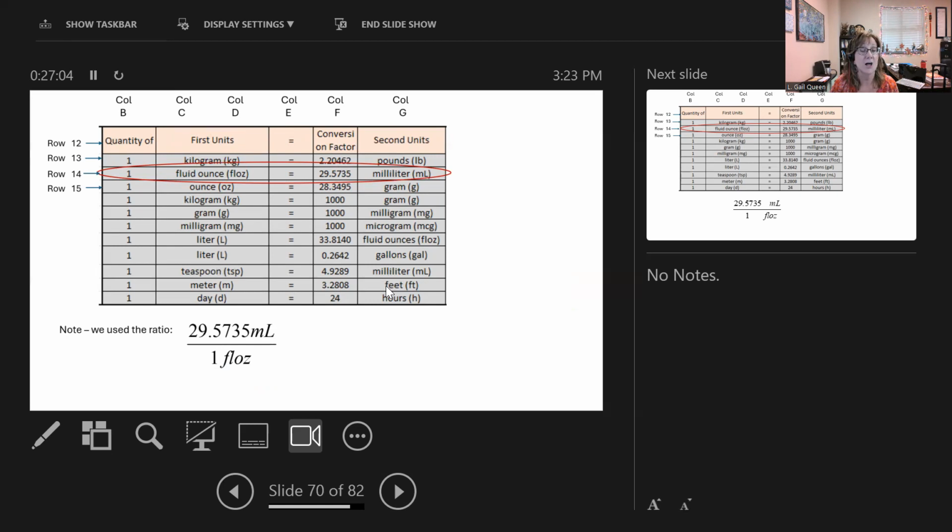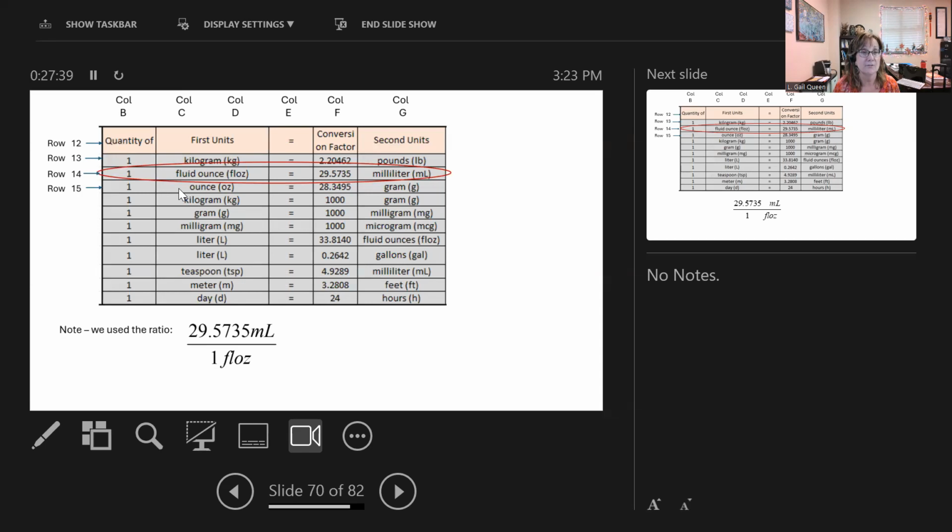So you can see the columns at the top, and then you can see the rows. Row 12 has the title headers: quantity of, first units, equal sign, conversion factor, and second units. And then the first row would be row 13. Row 13 would be the first row in our table here. Row 14 is the one that's circled in red. Row 14 is where I pulled the numbers to build my fraction. 1 fluid ounce equals 29.5735 milliliters.